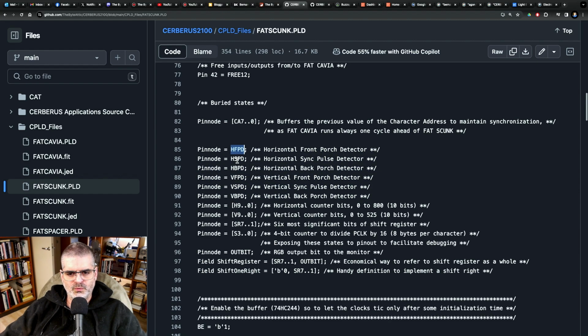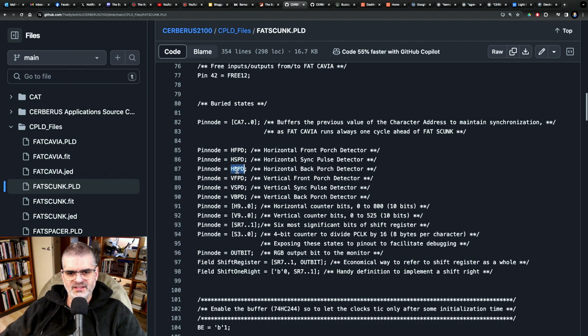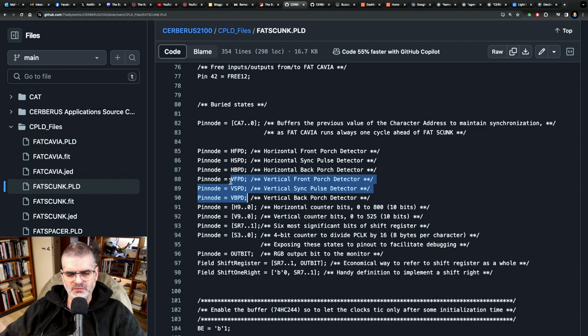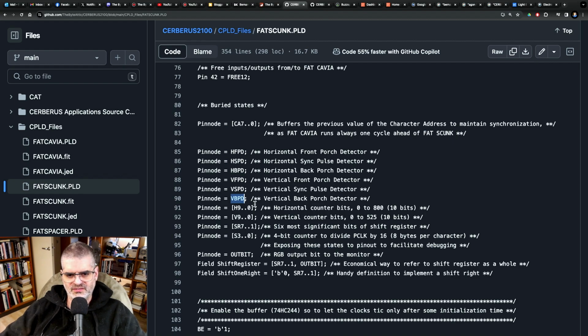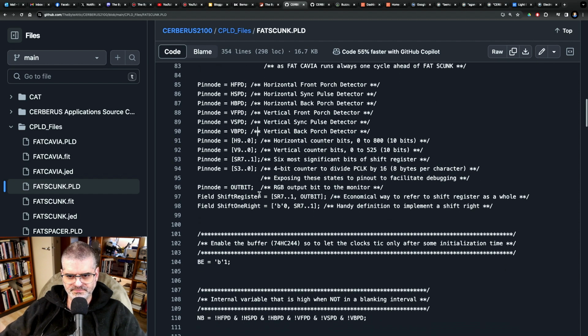Then we have some other signals which have to do with VGA timing. This is one when we are in the front porch. This one is one when we are in the horizontal sync pulse. This is one when we are in the back porch, horizontal. And then the same thing for the vertical part: the vertical front porch detector, vertical sync pulse detector, and the vertical back porch detector. This is just VGA stuff.